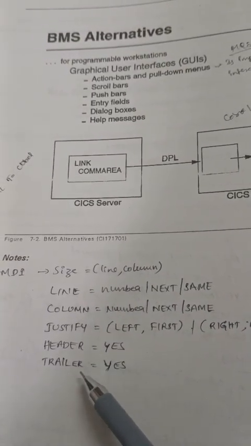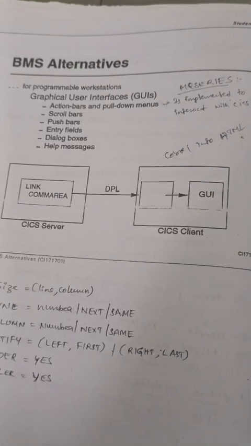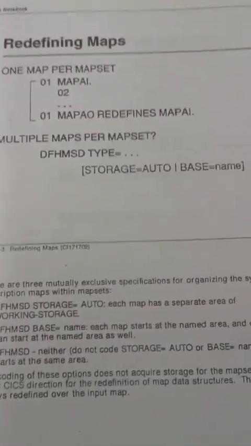And header is an S, and trailer is S here. But these are optional fields. If you have mentioned them, they will come here, but in the earlier screen, we have not mentioned them. And these are like a BMS alternative screen.